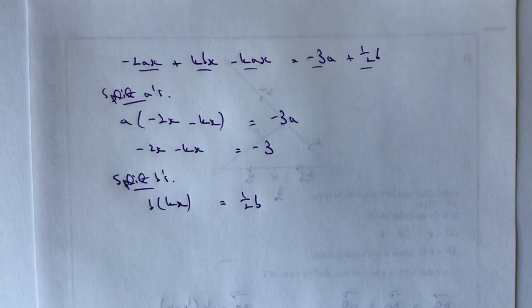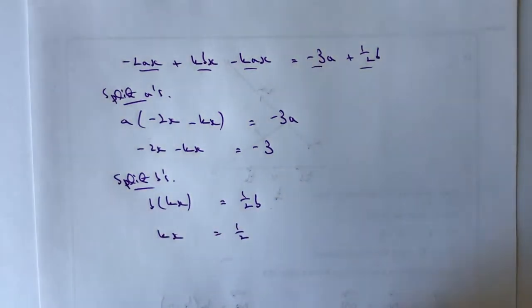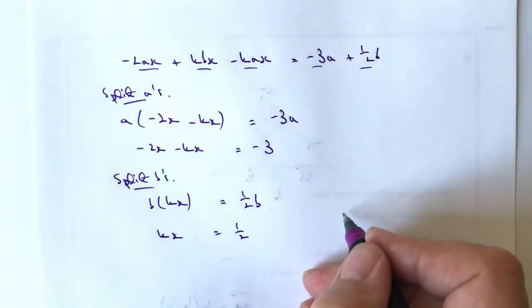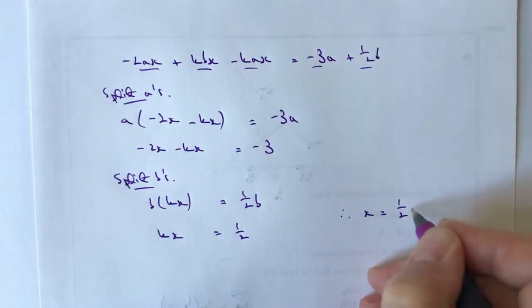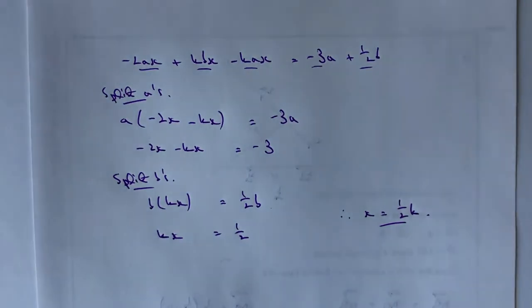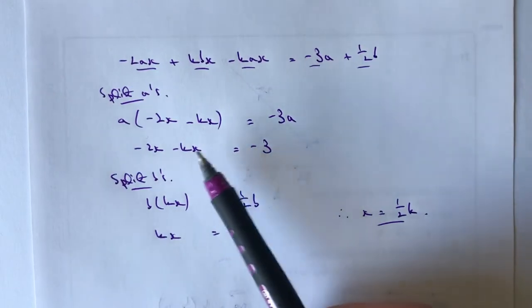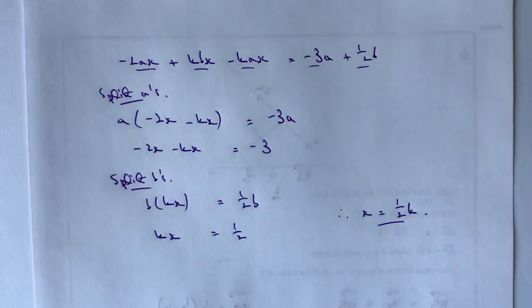It really is quite a tricky question, particularly for a GCSE. Because I've got b's on both sides, again I can lose them, and I'm going to get kx equals a half. If kx equals a half, by dividing through by k, I can say that x equals a half k. Now I've got my value of x and I've got this value up here, so I can substitute for a half k into this equation at the top.